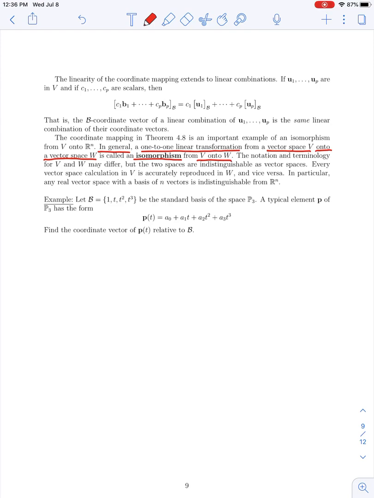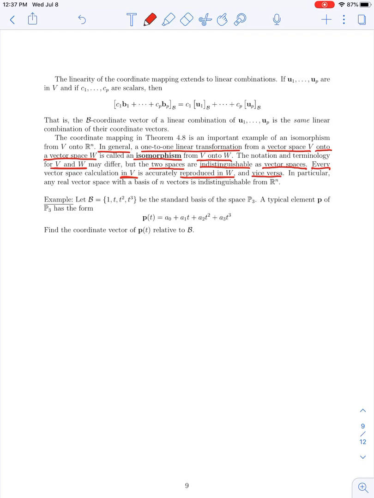So even if we have different notation and terminology for vectors in V and W, we can think of those two vector spaces as being indistinguishable as vector spaces if there's an isomorphism between them. That is, we can represent every vector space calculation in our space V in terms of a vector calculation in the vector space W or vice versa.